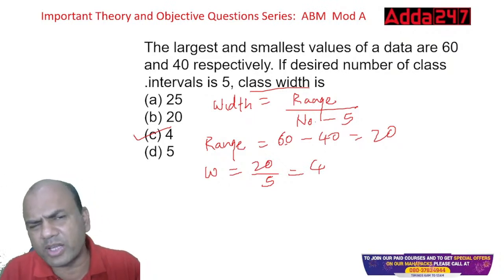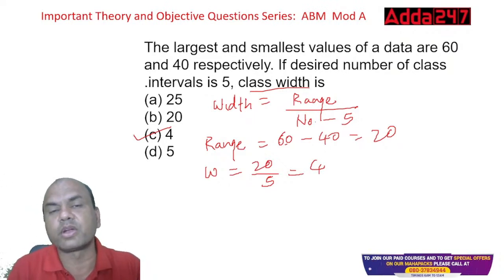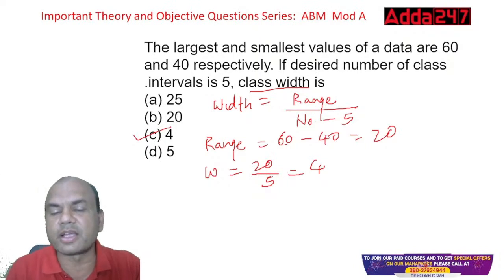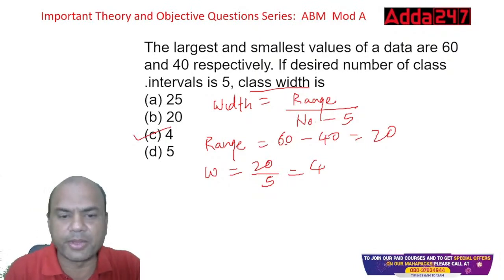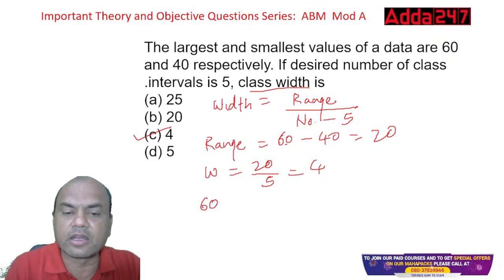What do you mean by width? What do you actually mean by this word width? Suppose you get the answer 4, what does it mean? It means your classes are 60 to 64.